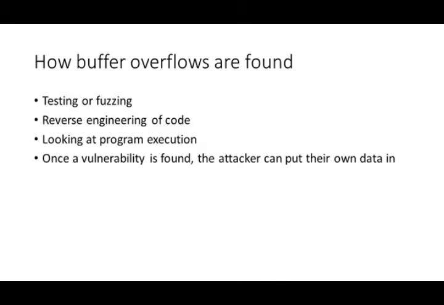Buffer overflows are found in a variety of different ways, but the overall way they're found is by either testing or what's called fuzzing. Fuzzing is where we just throw a bunch of variables at software and see what happens to the code. If it creates an error, if it creates corruption of data, then we know that we have some kind of buffer overflow happening. Attackers use this also by reverse engineering the code itself, or perhaps looking at the program execution. Once a vulnerability is found, the attacker can then put their own data in, which is called shellcode. That shellcode can then be used to escalate the privileges in certain other parts of the operating system.